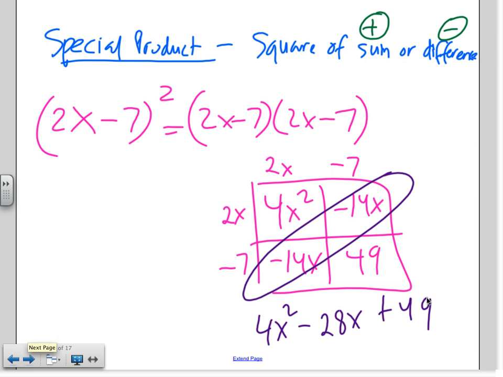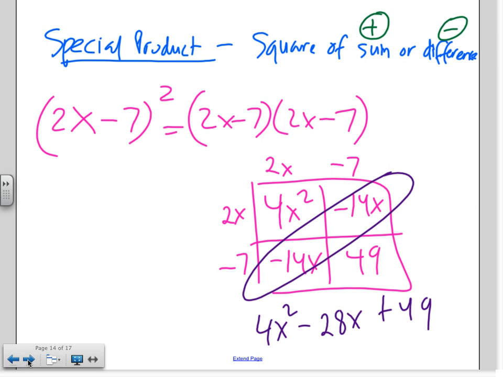So you see the difference between the previous and this one right here? The other one is a sum, that's why the middle term is a plus also. And this one's the difference, so the middle one is a minus. But do you notice that the first and the last term stay positive all the time? Why? Because you square it. When you square a number, it will stay as a positive.